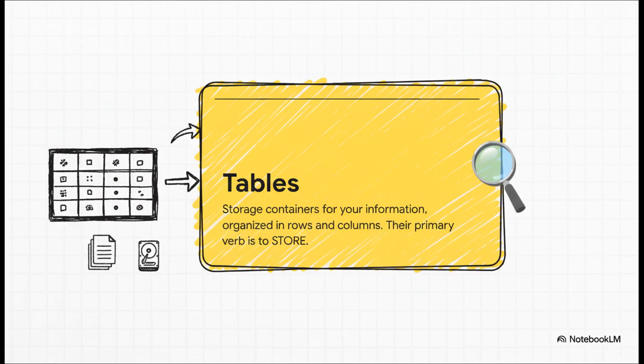Now, the easiest way to think about a table is as a storage container. Kind of like a spreadsheet, right? It's all about organizing your information into neat rows and columns. So if you take away just one thing about tables, let it be this. Their primary verb, their whole reason for existing, is to store your data.